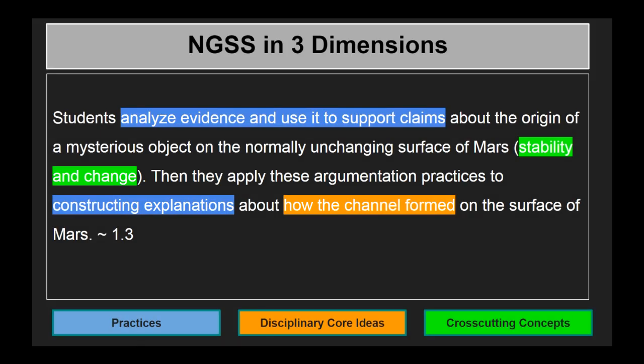So the 3 dimensions: we're going to be analyzing evidence and using it to support claims. This is a practice we'll be using consistently in every unit in Amplify. About the origin of a mysterious object on the normally unchanging surface of Mars, which is the idea of stability and change. Some things stay more similar over time, and most things change. Then you apply these argumentation practices to constructing explanations, again tied back to analyzing evidence supporting claims, about how the channel formed on the surface of Mars, which means we're referring back to what we did in lesson 1.2.